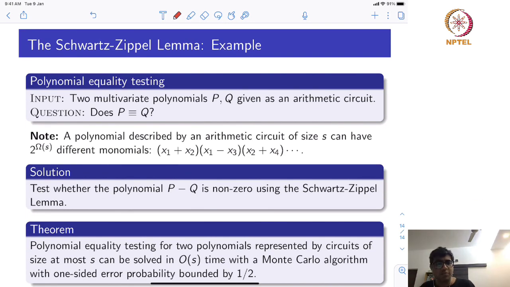So, you test whether polynomial p minus q is non-zero or not using the Schwartz Zippel lemma. If p is equal to q, then p minus q is a zero polynomial. But if they are not equal, p minus q is a non-zero polynomial. So now, you look at p minus q, compute its circuit, and based on its degree, you pick a subset S and do a random evaluation. So basically it allows you to test whether two polynomials are equal or not, at least in this example, in polynomial time.